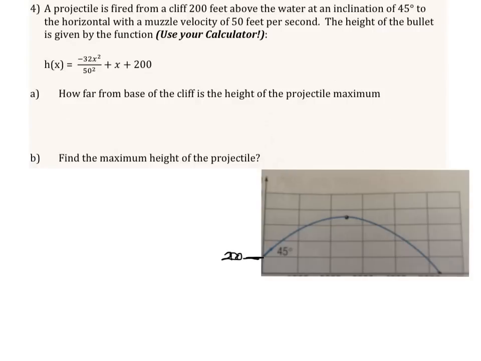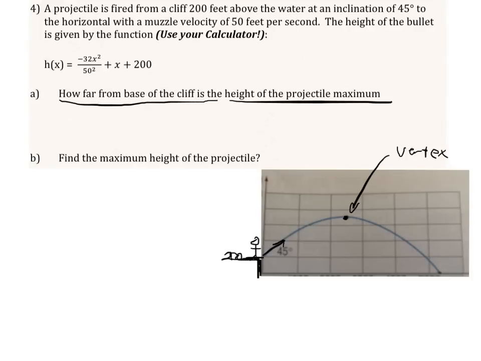Okay, so here's our cliff. Alright, and here's our guy, and he's shooting right here. And there is the height of the bullet. What point would that be, you ask? That would be your vertex, your maximum height. And they want to know how far from the base of the cliff is the height of the projectile maximum.